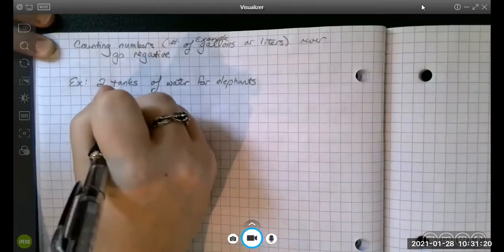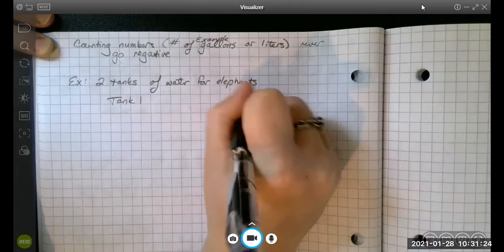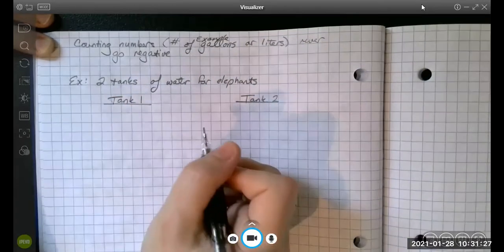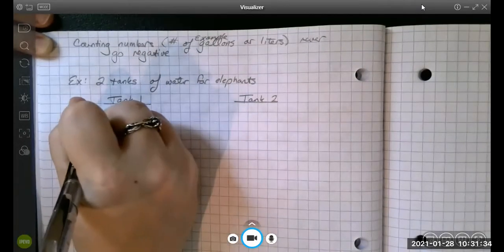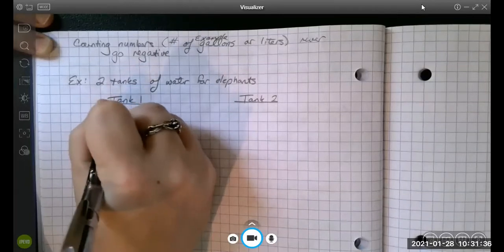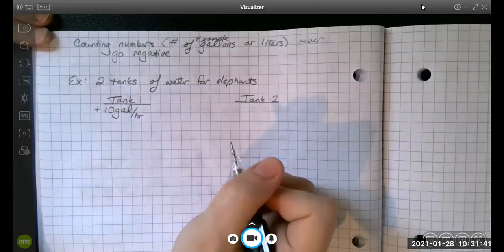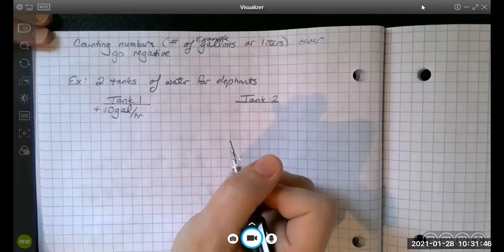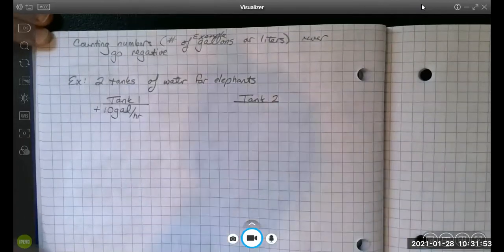So I'm going to say tank 1, and I'm going to say tank 2. Because it's just easy to keep track of things this way. So tank 1 is going to fill at a constant rate of 10 gallons per hour. So increase 10 gallons per hour. And a gallon, I want to say, is something like 1.7 liters. I mean, correct me if I'm wrong, but it seems like something like that. I wonder if my notebook has it. Anyway.